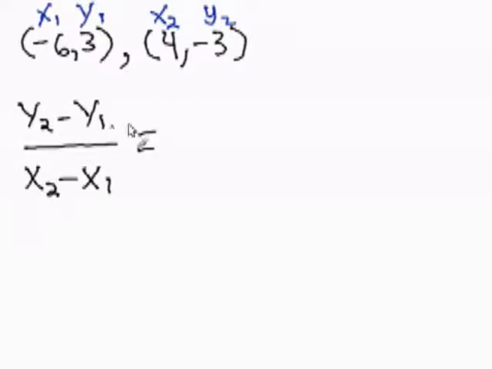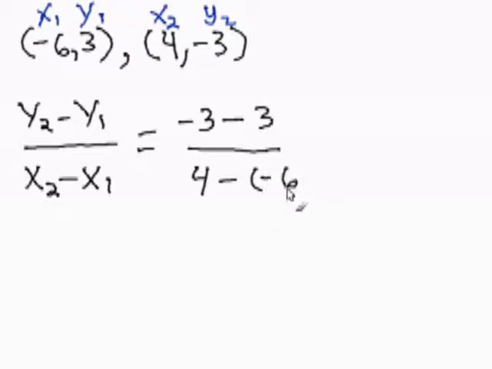Now, once I have that label, I will substitute in my formula. y2 minus y1 is -3 minus 3 over x2 minus x1, 4 minus -6. -3 minus 3 is -6. And 4 minus -6 is 4 plus 6, because minus a negative becomes a plus. And 4 plus 6 is 10.